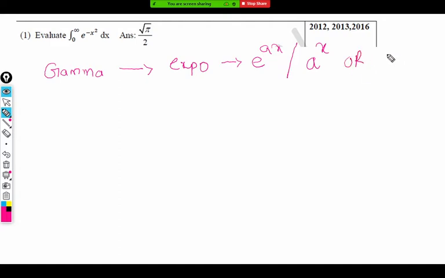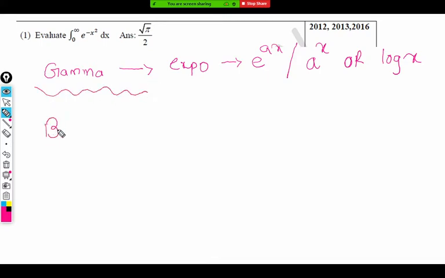Or if the integrand contains a logarithmic term, that logarithmic term also we can convert into exponential form. We'll see that by some proper substitution we can convert this example into the gamma. Okay, so this is the identification for a gamma.